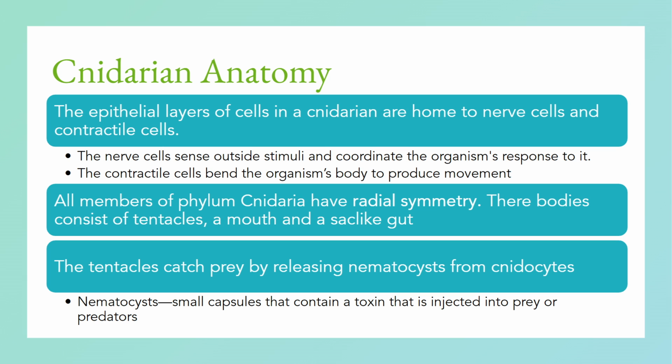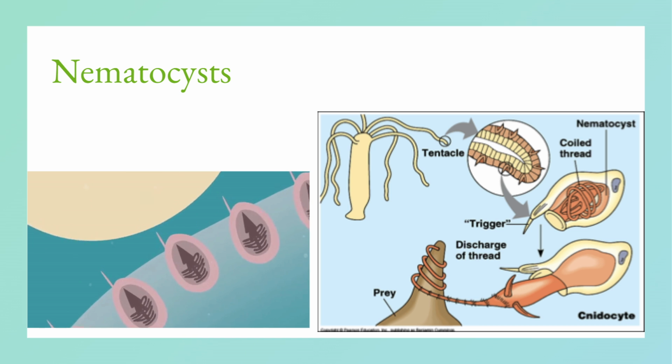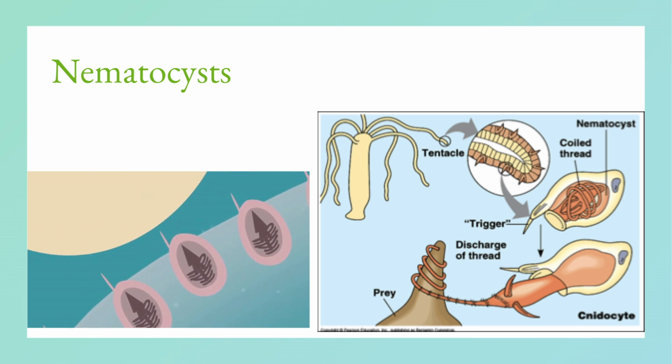They all consist of cnidocytes that contain nematocysts, and nematocysts are on tentacles, and they're small capsules that contain a toxin that can be ejected into prey or predators. Here is an example of the nematocyst. Again, the nematocyst is the spear-like component contained within the cell called the cnidocyte, and the cnidocyte, when triggered, will release the nematocyst, and oftentimes the nematocyst can be used for a warning signal.